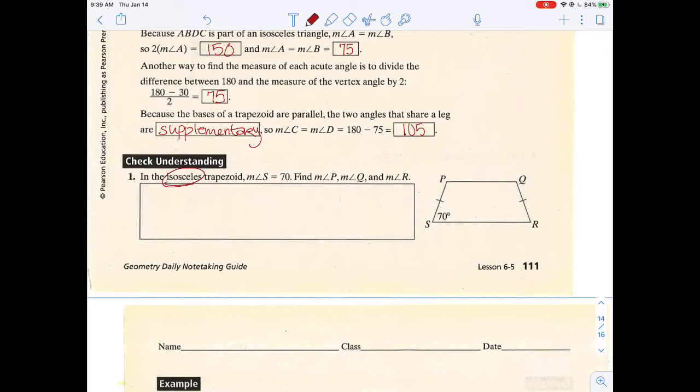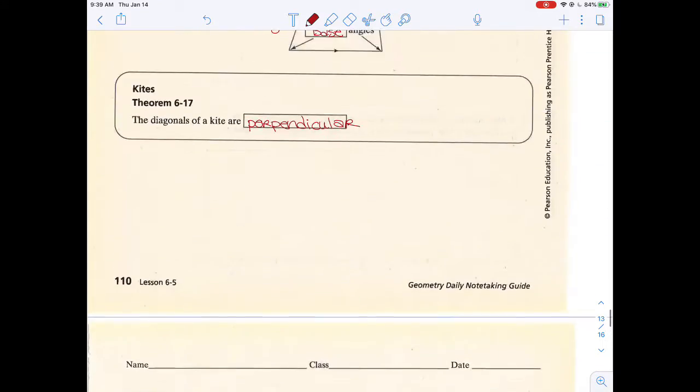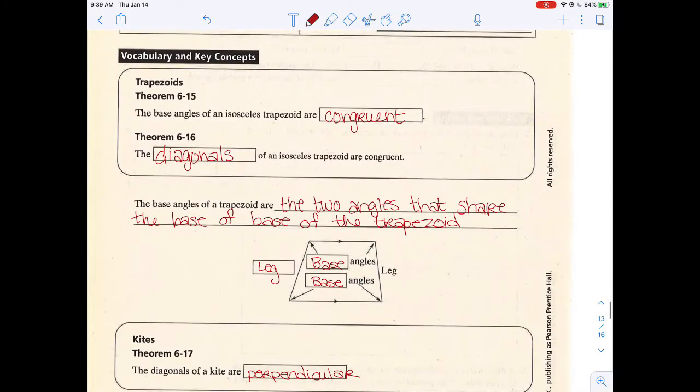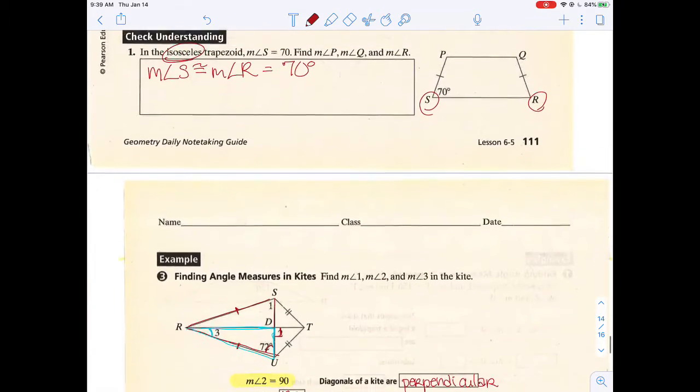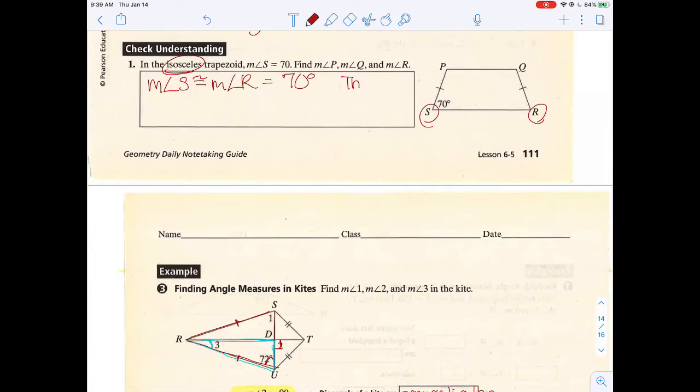Since I know it's an isosceles trapezoid, I know that the base angles are congruent. So I know the measure of angle S is congruent to the measure of angle R. So I know that both of those are 70 degrees. And that is from, if we look back, theorem 6.15. So I'm just going to make a note why I know that.